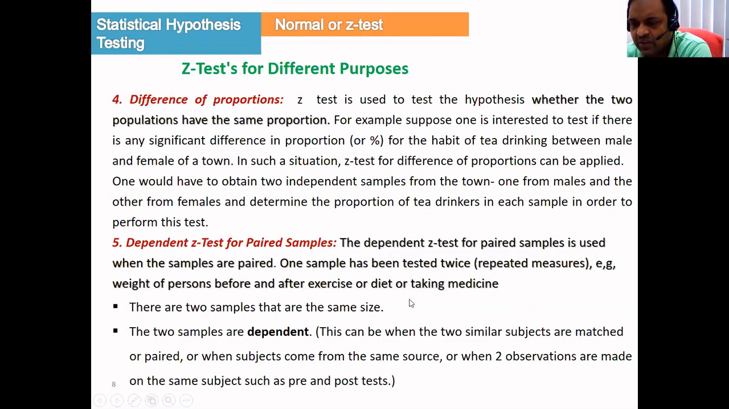So they are normally called matched or paired. There should be paired data coming from the same source but twice. This is called paired, or maybe pre or post test. When data comes before, it is called pre, and after, it is called post. So we can also use the Z test for the dependent or paired sample test. Now let us go into more detail about the Z test or normal test. I told you before, the normal test is also known as the Z test.